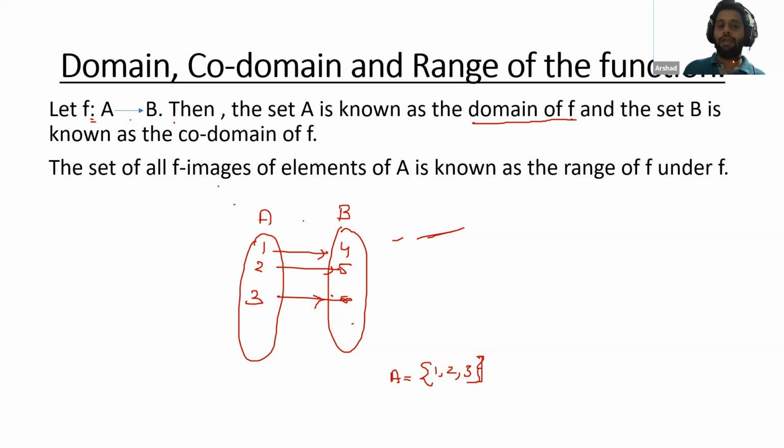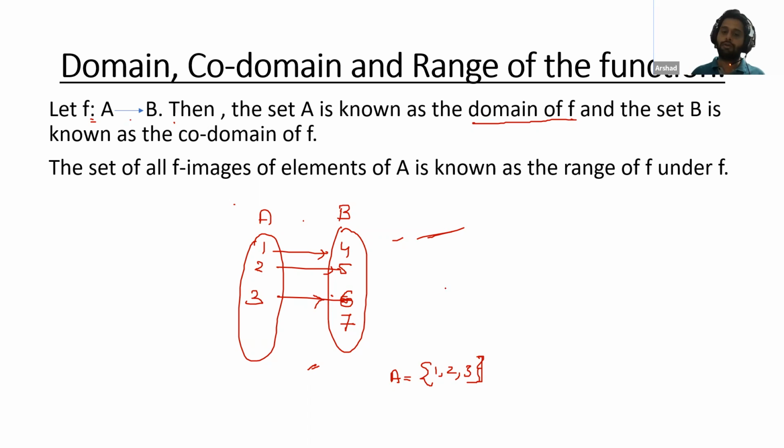The set of all F images of elements of A is known as the range of F. So what does this mean? This is 6, suppose this is 7. Now, Josefa, what is the codomain in this case? If this is a function from A to B, then what is the codomain? Oh, okay, sorry. This is correct: 4, 5, 6, 7. So the complete set B is the codomain.